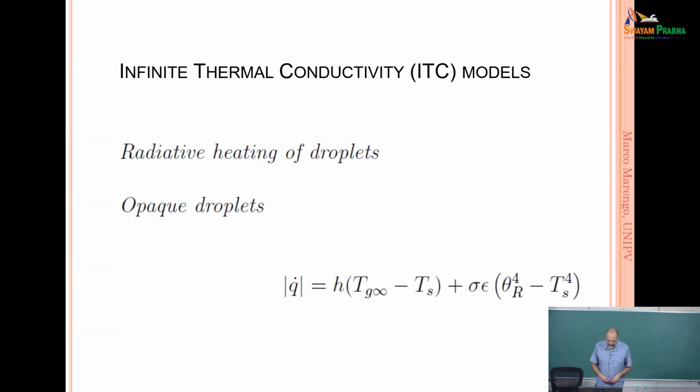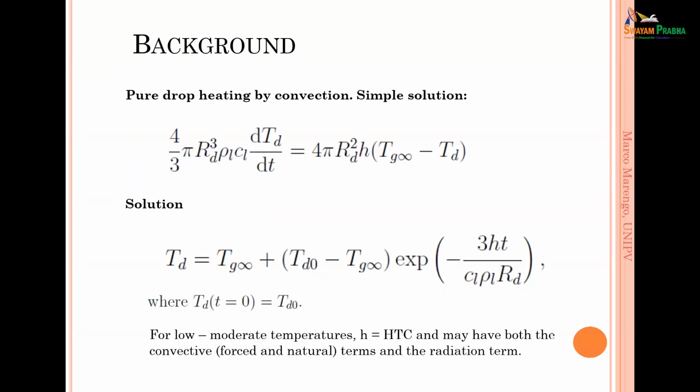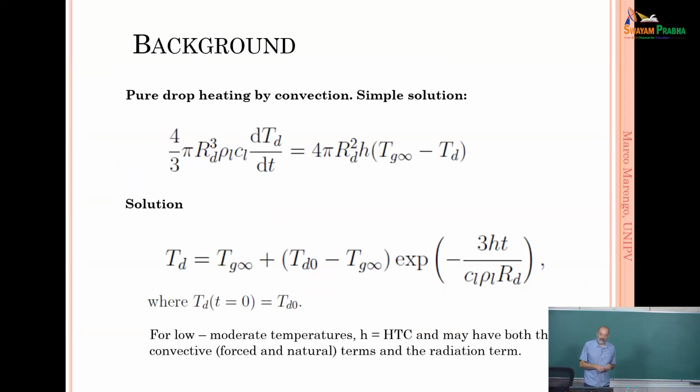So, if we have, for example, radiative heating of droplets, and the droplets are considered opaque, of course, the heat flux can be written in this very simple equation, where we can have also all the terms. Sigma now is not a surface tension, sorry, but it's the Stefan-Boltzmann constant. So we have the heating by convection.